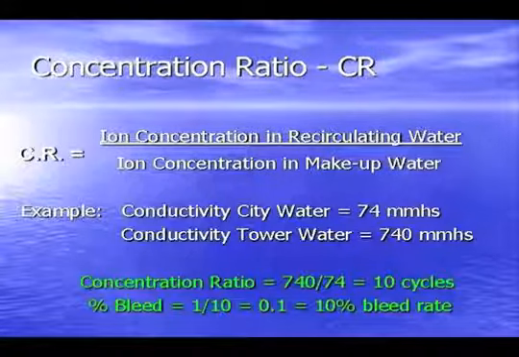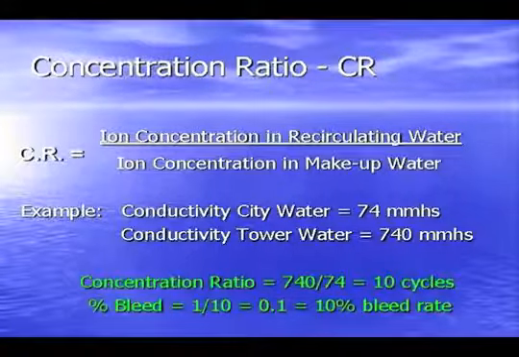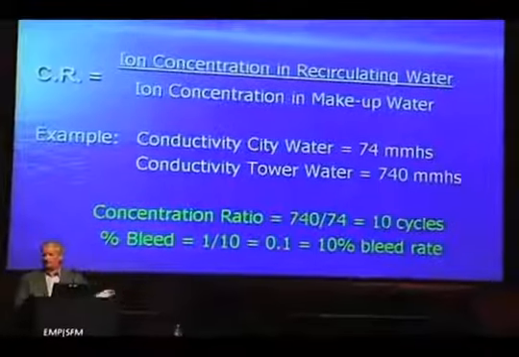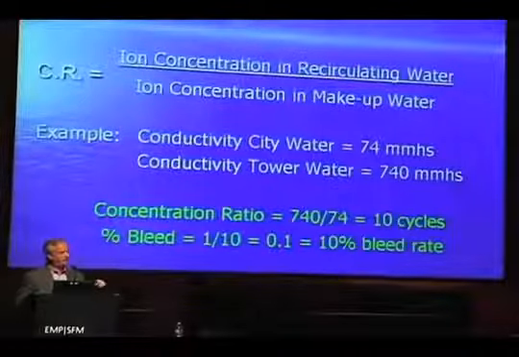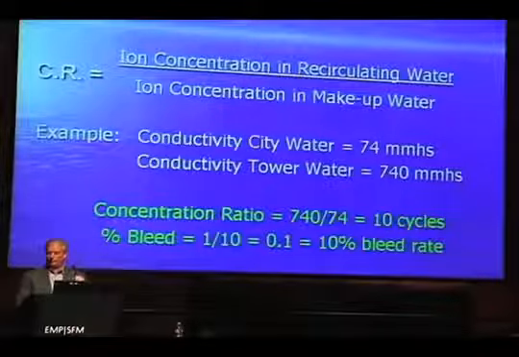At 10 cycles, you're running about a 10% bleed rate. In other words, of all the water going to the cooling tower, about 10% is being removed through bleed. The higher you go, the smaller the percentage of your bleed rate. Obviously, the lower you go, the higher the percentage of your bleed rate. So what does that mean?